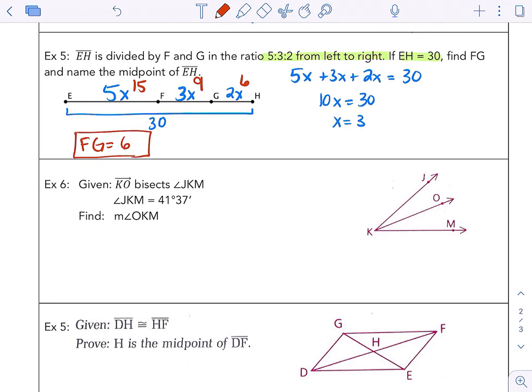And then part 2, it said name the midpoint. So looking here, we want to ask, is one of these 2 points, F or G, the midpoint? And hopefully what you'll see here is that from E to F is 15 units. And then from F to H, if I add the 2 components, 9 and 6, that's also 15. So that means that F is our midpoint of EH.